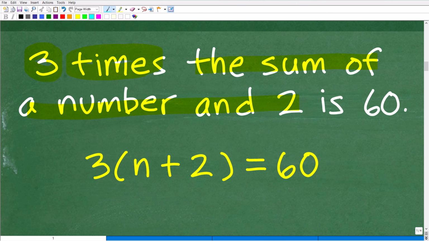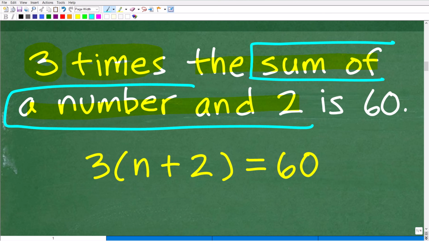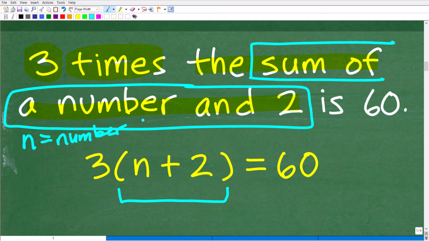Okay, so I'm going to start with this part. The sum of a number and 2 we can represent this way. Now, of course, n is going to be equal to our number, okay? And the sum of a number and 2, we can write it as n plus 2. This is the sum of a number and 2. Again, remember, I'm using parentheses. Now, if you didn't use parentheses, this would be very confusing. So again, when you see sum or difference, put parentheses around this.